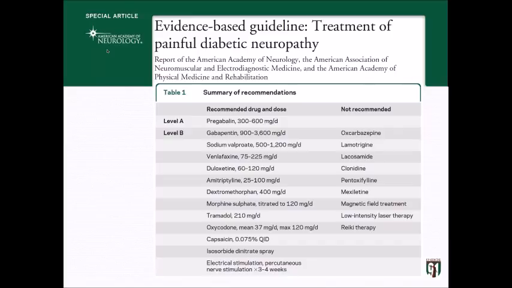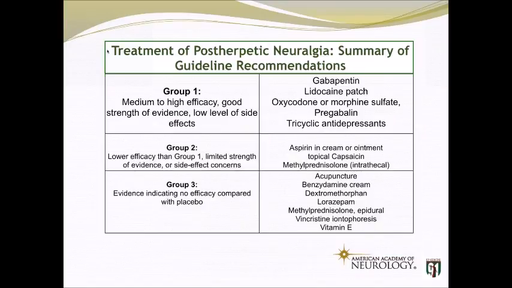What we use at the physical and rehab med, like your electrical stimulation, percutaneous nerve stimulation would also be included as level B, but has to be done 3 to 4 weeks. For post-herpetic neuralgia, those with medium to high efficacy with good strength of evidence and low level of side effects would include our gabapentin, our pregabalin, our tricyclic antidepressants, even oxycodone or morphine sulfate for severe pain, and a lidocaine patch.